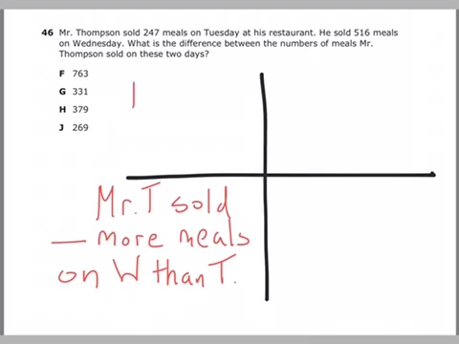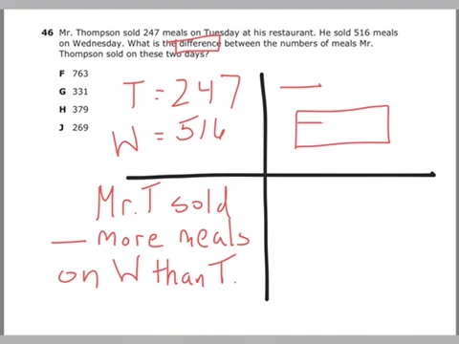Facts wise, we know that on Tuesday he sold 247. On Wednesday he sold 516. Hopefully, when we see the word difference, we know that this is a subtraction problem. And in a minute, I'm going to show you how to use a strip diagram to help check for that.